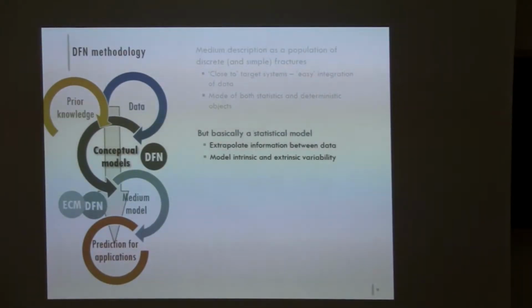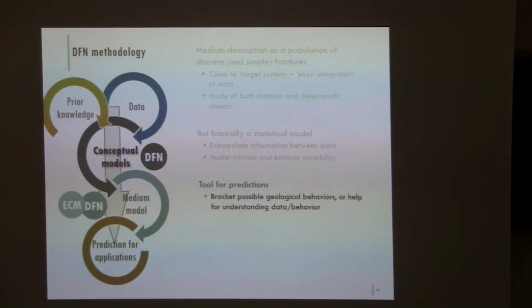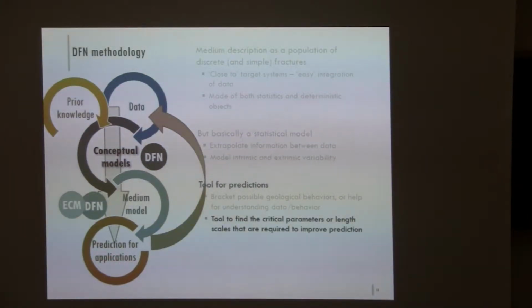But basically it's a statistical model. This is important because you have no data everywhere. And it's also a tool for prediction. So this is the arrow where you go from data to prediction. But you have something more. This is also the tool to find critical parameters that are required to improve prediction. So this is also a tool to make the reverse arrow: I want a prediction, which data do I need for this prediction? And you do it by modeling the system.